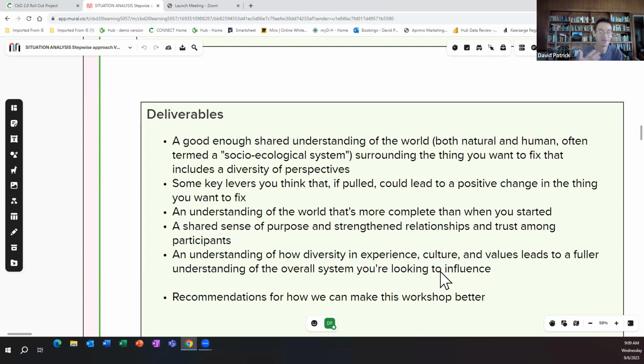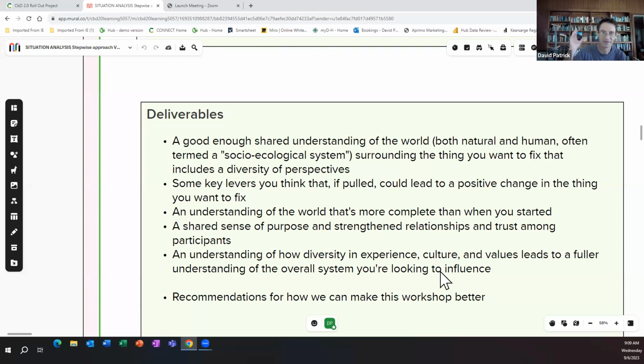We want you to have some of those key levers that if you could find a way to pull them, could lead to a really positive change. Begin to see where there's really sort of energy for action within your diagram. We want you to have a more complete understanding of the world than when you started.